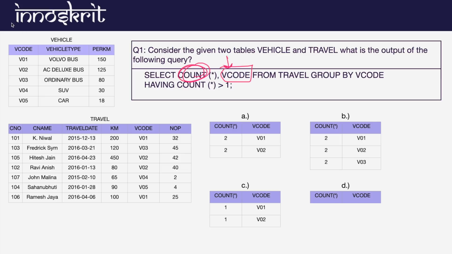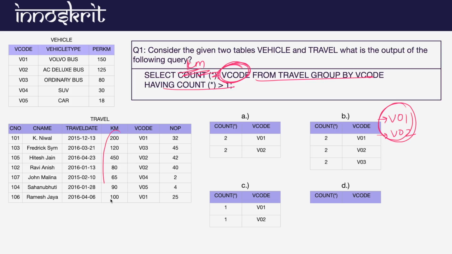For example, why we can't use any other attribute is because, let's suppose you have the V code, V01 and V02. These two V codes will be selected as per this rule. And now if you say that you have to select kilometer also with V code.